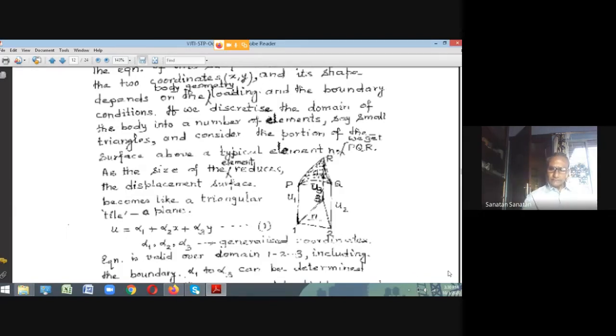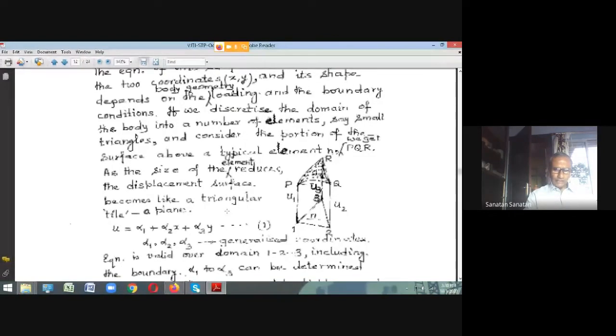Repeat, that above that element n, which has vertices 1, 2, 3, it has 3 nodes. This surface originally is doubly curved, but I can approximate it as a triangular tile, a flat tile of triangular shape, and its equation is then given by u equal to alpha 1 plus alpha 2 x plus alpha 3 y. So it's a linear function of x and y.